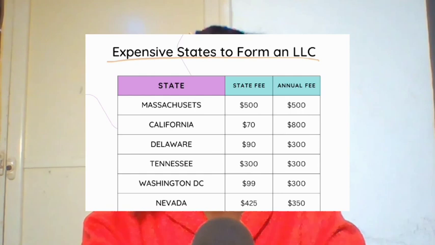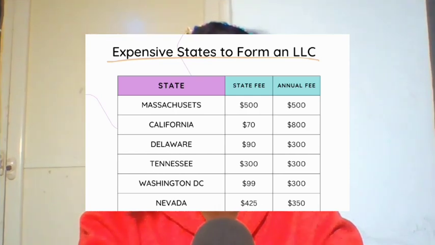Each state has its own state fee that you have to pay the government of the state to form your LLC. In addition, most of these states have an annual fee. Then there are cheap and expensive states, and there are examples of expensive states. State fee is $500 and there are other fees. And from the list you can see other states that are also expensive, and there are many of them.